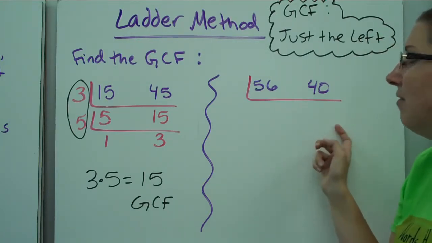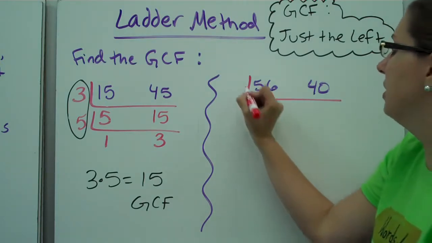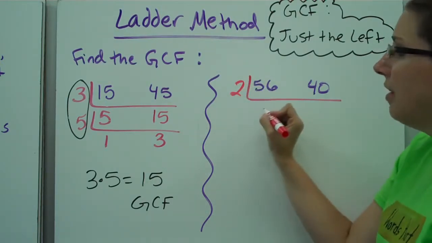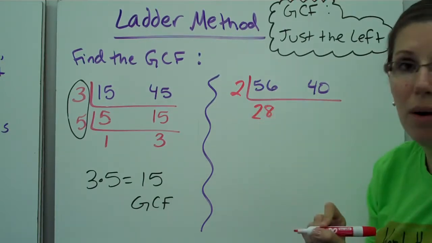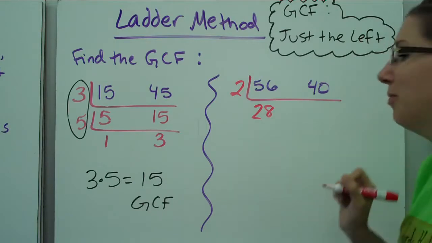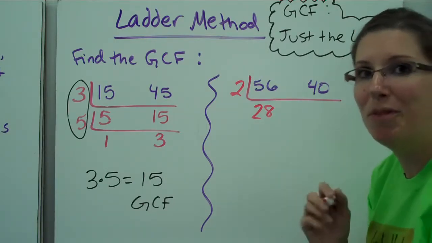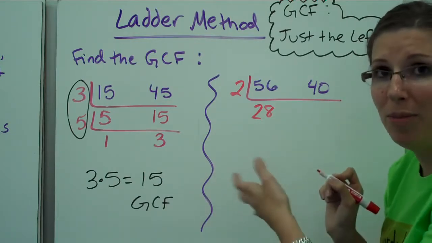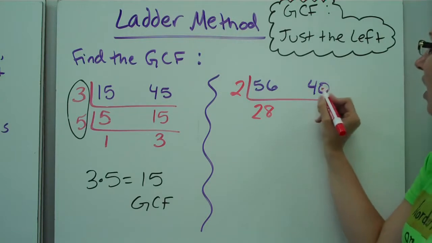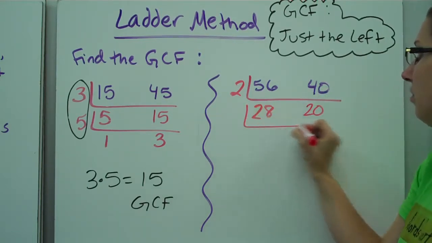So let's try this one together. I've got 56 and 40. Well, they're both even, so I know 2 goes into both numbers. 2 goes into 56 28 times. I had to do that one on the side of my paper, so don't think I'm a super genius, really. I had to do this one beforehand, which you will have to too when you get to the other problems on the next board. 2 goes into 40 20 times.